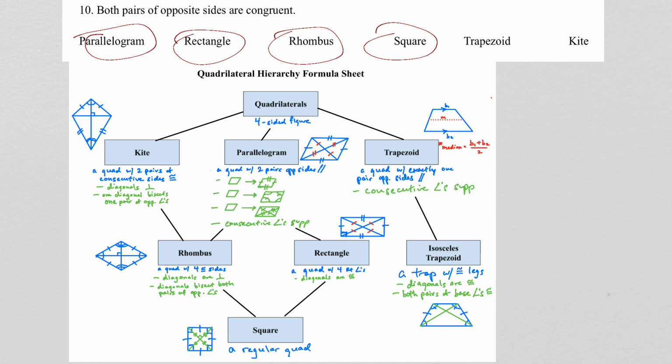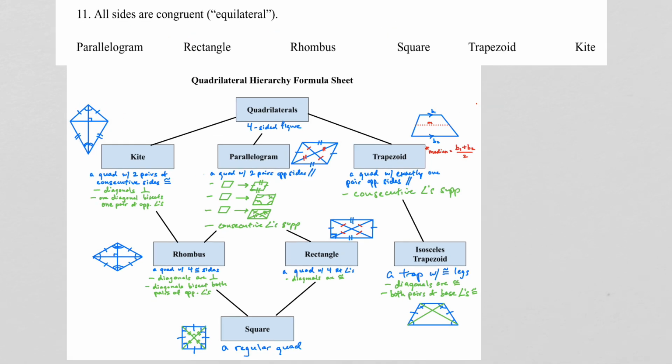But then the trapezoid, it says both pairs are congruent. Well, one pair would be congruent for an isosceles trapezoid, but not both pairs. So it's not true for this, and it's not true for a kite, because those are your opposite sides. Okay, all sides are equilateral. Well, the first place that we see that is right here, where all sides, you can see it's not. But this is true, so then this is also true. So this is true for a rhombus and a square.